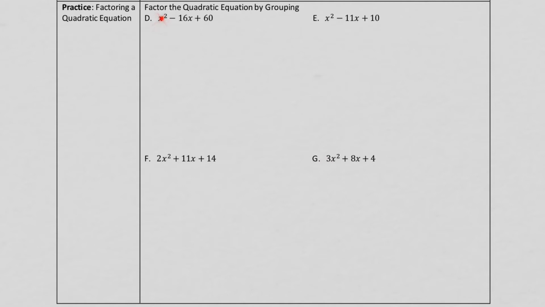First, let's identify A, B, and C. So A here is 1, B is negative 16, and C is 60. Let's find the discriminant. So b squared minus 4ac. So that's going to be negative 16 squared minus 4 times 1 times 60. With that I get 16 squared is going to be 256, and then negative 4 times 60 is negative 240.